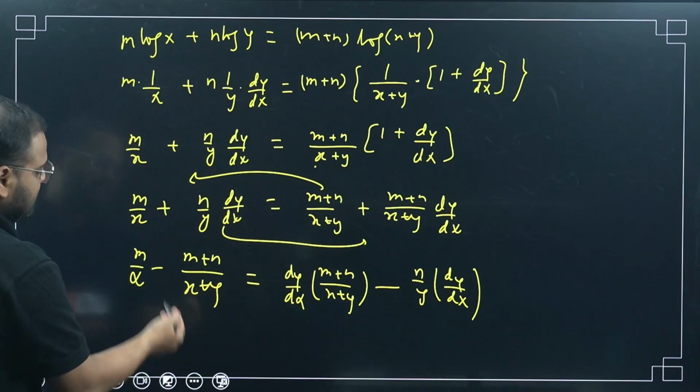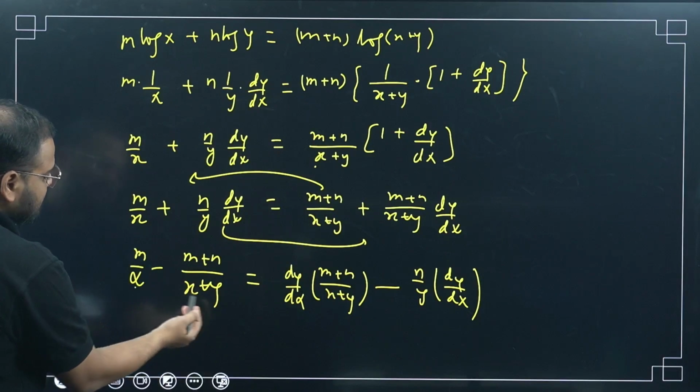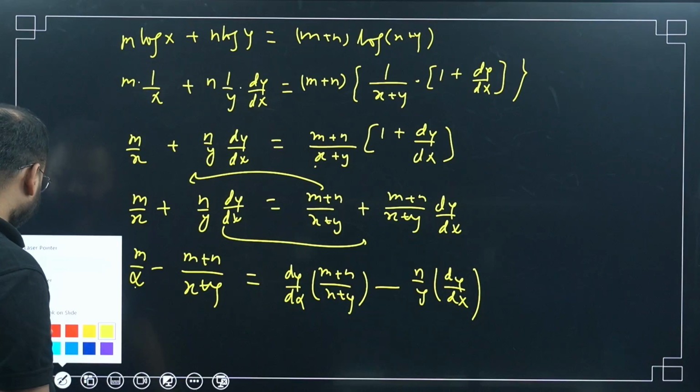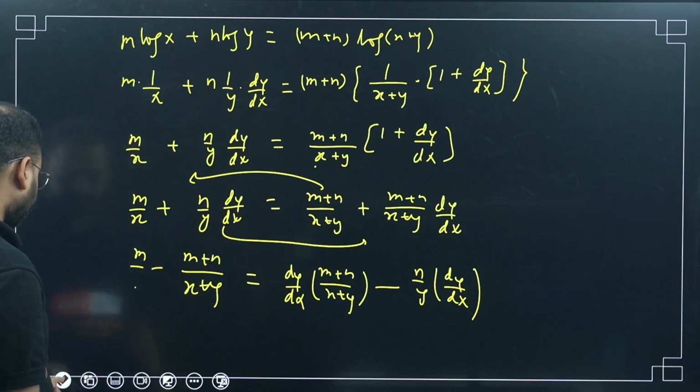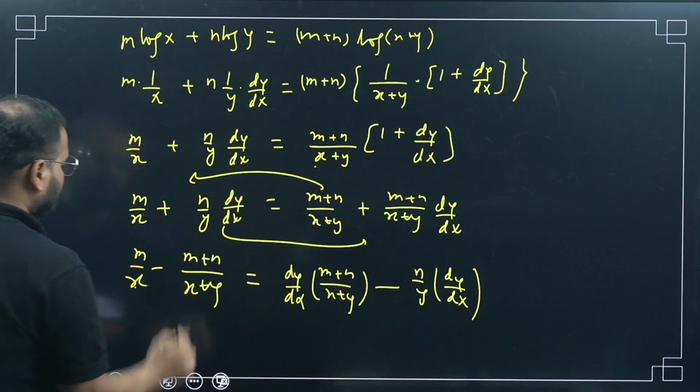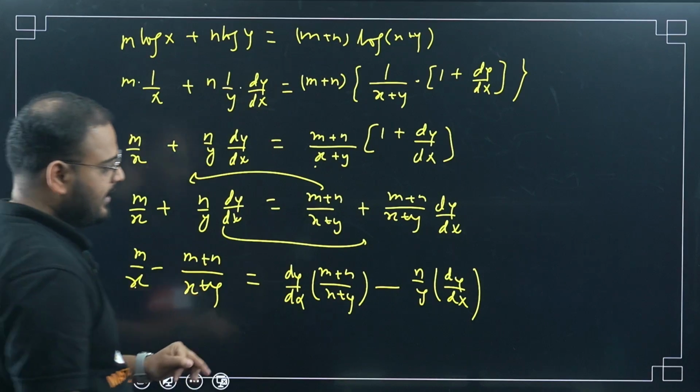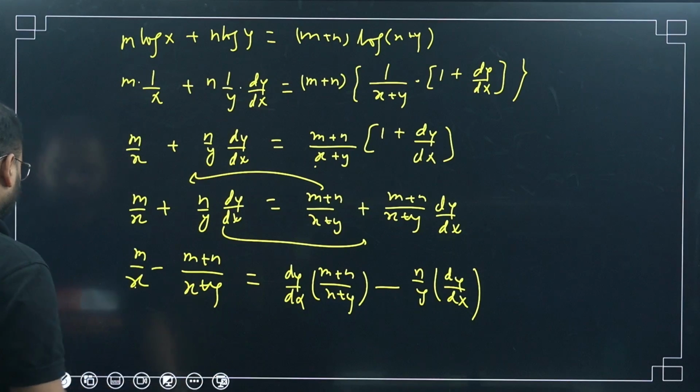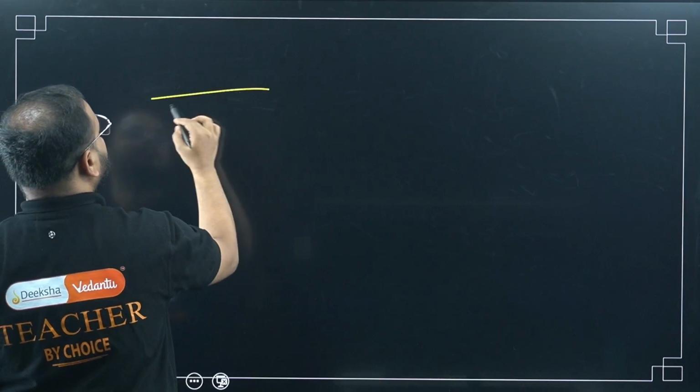So I will take the LCM over here. What is the LCM? x times x plus y. This is not alpha, this is x only. Looks like alpha, but it is x only. So x times x plus y. If I do that, what am I going to get? Please check here.